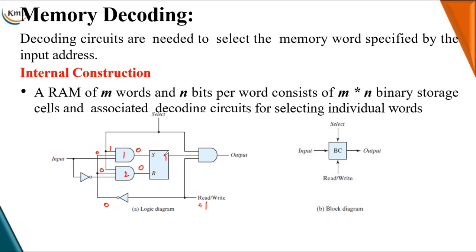So the present state is 1, because earlier I loaded 1. That will be transferred as 1. The select input is 1, and here read is 1, so the output will give you logic 1. Now select input is 1 and read input is 1.